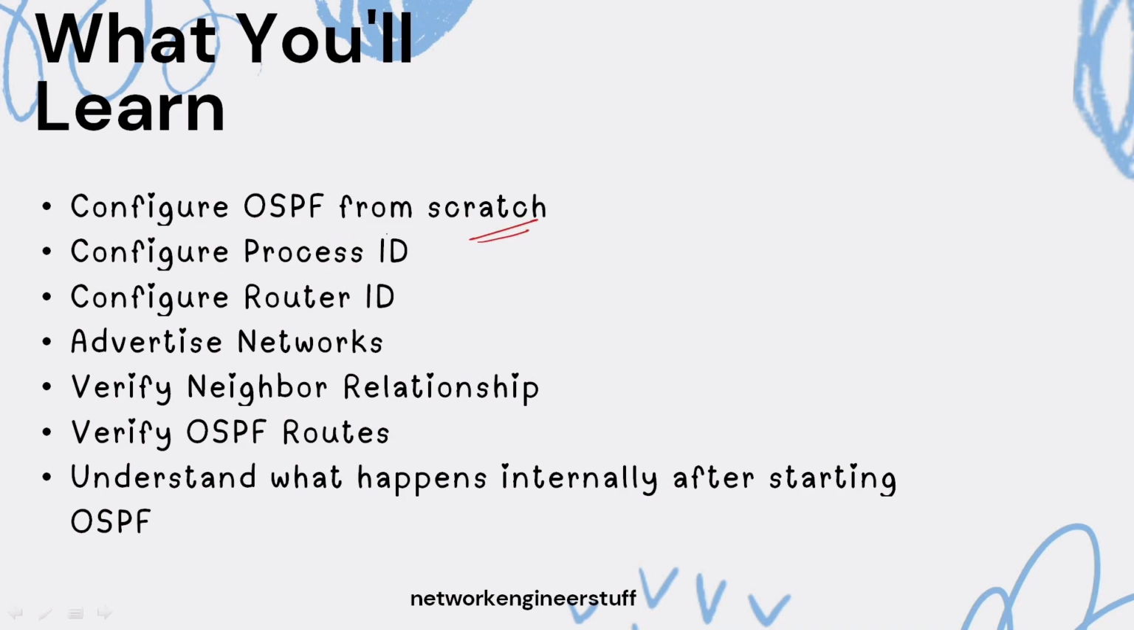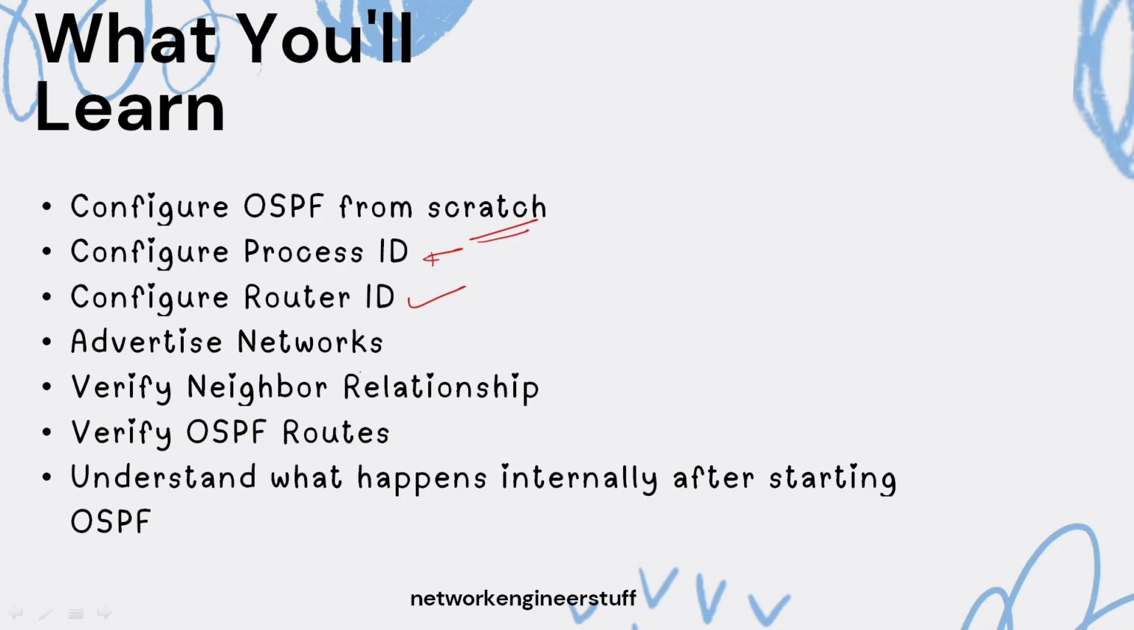We are going to configure something known as process ID, which we have already learned. We will be configuring router ID, which we have already learned. We already had a dedicated chapter on router ID and process ID. So guys, if you have not watched those videos, you can go and watch those videos in this series.